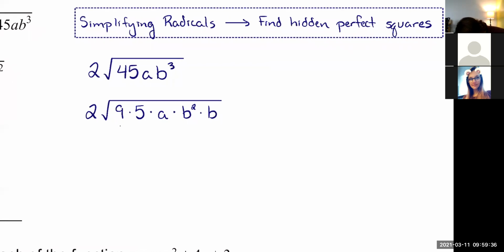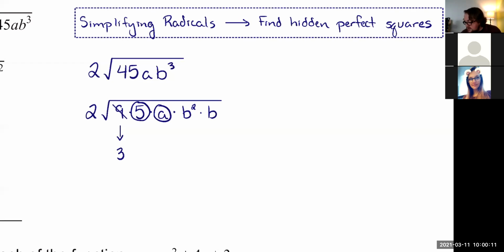So can I take the square root of 9? Yes. What is the square root of 9? 3. So taking the square root of 9 takes the 9 out of the radical. Can I take the square root of 5? No. Can I break 5 down any further? Nope. It's a prime number, so it's trapped inside. What about a? No. There wasn't enough there to group it into 2. There was only 1, so it's not a perfect square, so it's trapped inside as well.